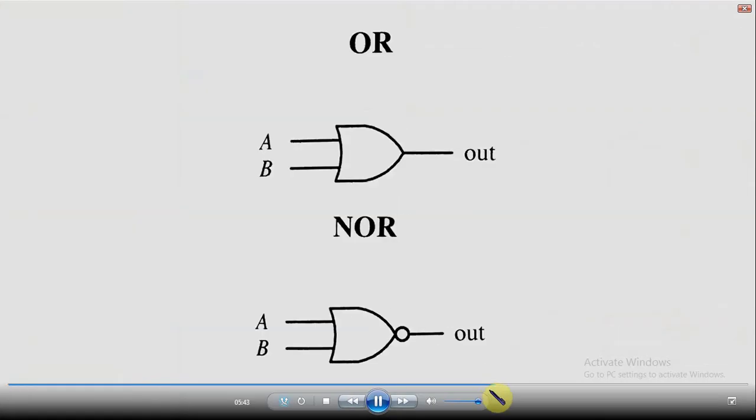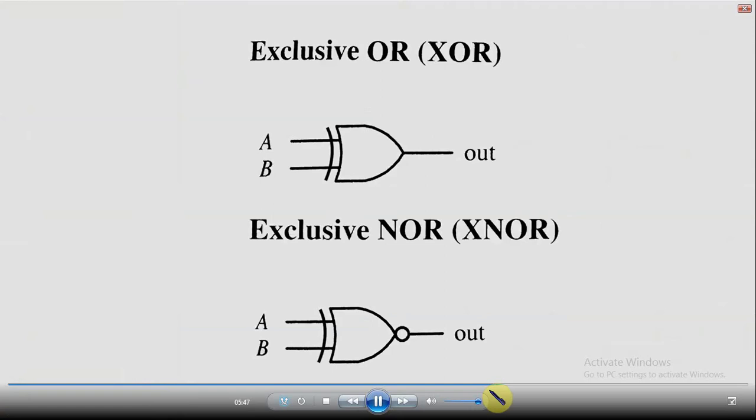Lastly, we'll cover the exclusive gates, XOR and Xnor. To get the symbols for XOR and Xnor, we need an X for exclusive. Take both symbols and add a line across both inputs, Xing them out.